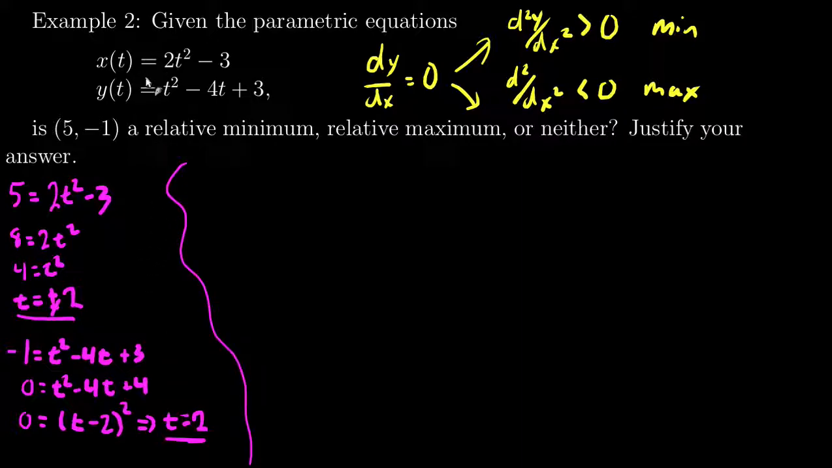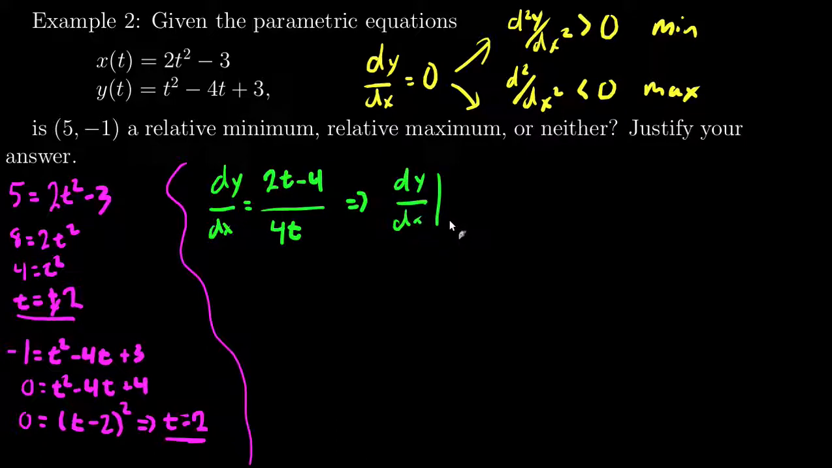Now that I have t, I can take the derivative and make sure that the derivative is equal to 0 or undefined. I need a critical point. So dy/dx will equal, the derivative of y with respect to t is 2t minus 4. The derivative of x with respect to t is 4t. And evaluate this at t equals 2 will give me (2 times 2 minus 4) over (4 times 2), which is 0. So that's good.